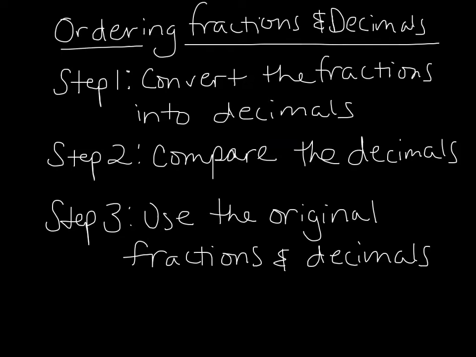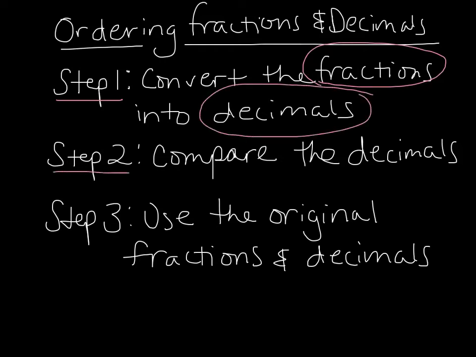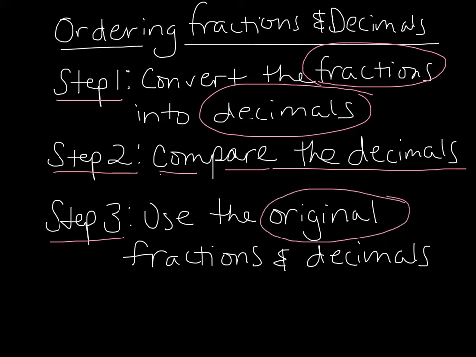If you're ordering fractions and decimals all at the same time, first you want to convert the fractions into decimals because it's easier to sort decimals than it is to sort fractions. So if you have any fractions, you want to convert them into decimals. Step two, you then want to compare the decimals just like you would usually compare decimals. Step three, use the original fractions and decimals. Just another thing that we tend to forget after we do all that work. Make sure you use the originals.